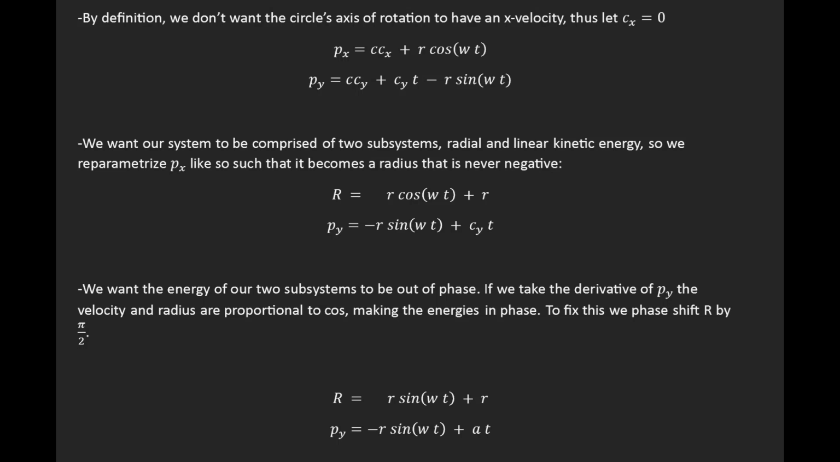We want the energy of our two subsystems to be out of phase. If we take the derivative of Py, the velocity and radius are both proportional to cos, making the energies in phase. To fix this, we phase shift r by pi over 2.